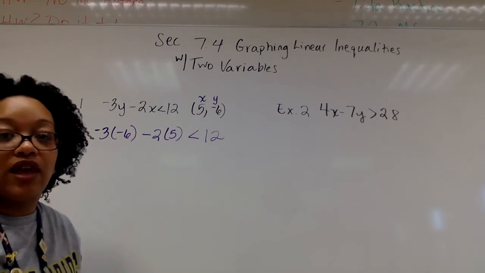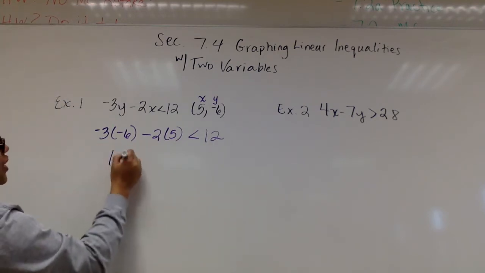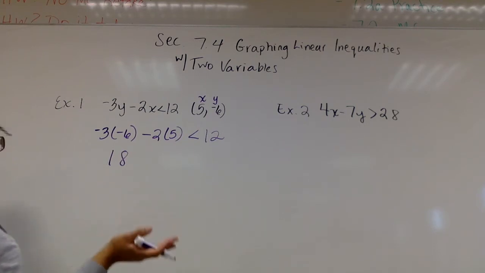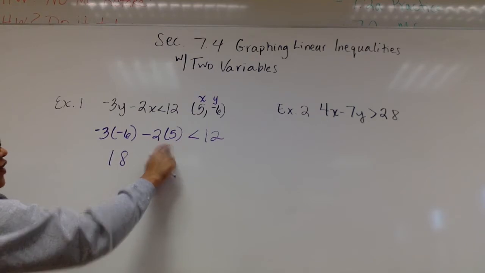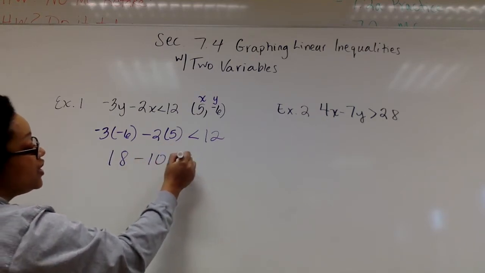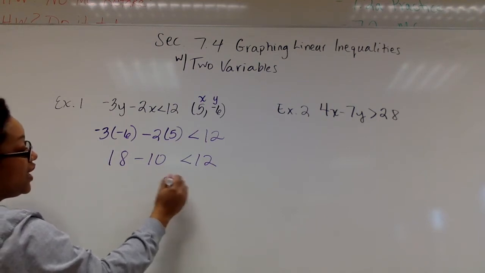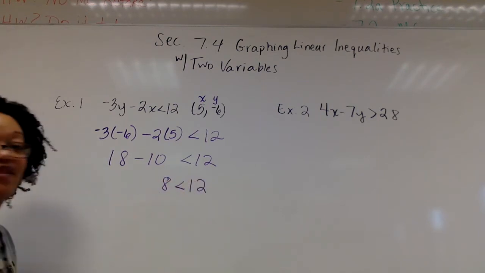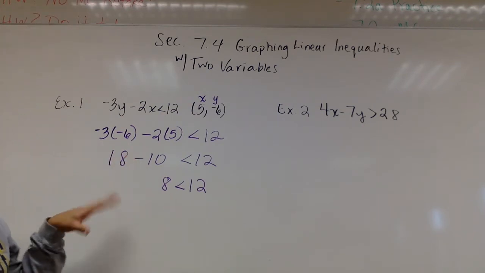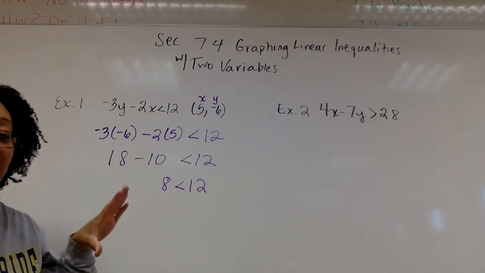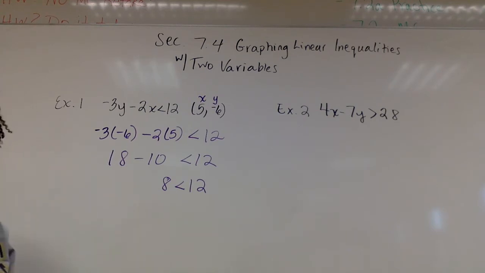So nothing has changed. Negative 3 times negative 6 is 18. Depending on how you want to look at this, actually what you have is negative 2 times positive 5. That's negative 10. Still less than 12. 18 minus 10 is 8. Is 8 less than 12? Again, if you use the alligator mouth, you have to ask yourself, is the alligator mouth open to the largest number? In this case, it is.